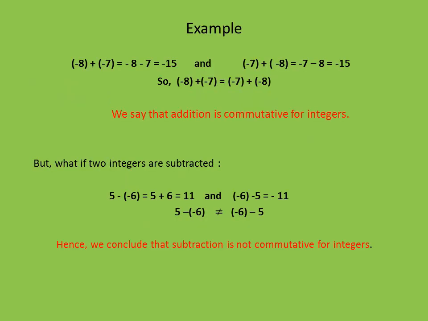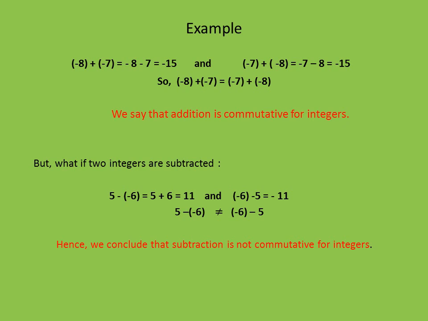Let's understand this property with some other examples. Suppose minus 7 is added to minus 8. Then we get minus 15. But when minus 8 is added to minus 7, the sum is again minus 15. So in both cases, the sum remains the same. That is why we say that addition is commutative for integers.